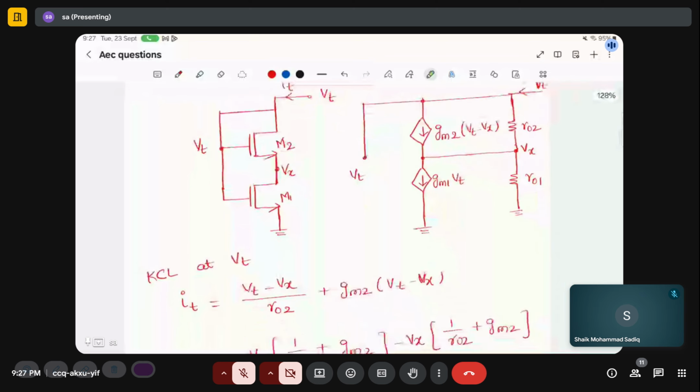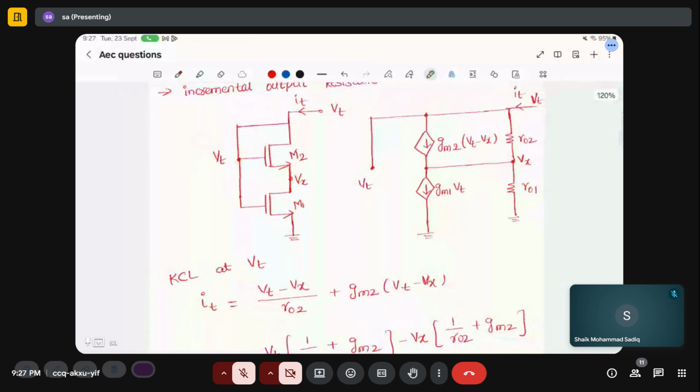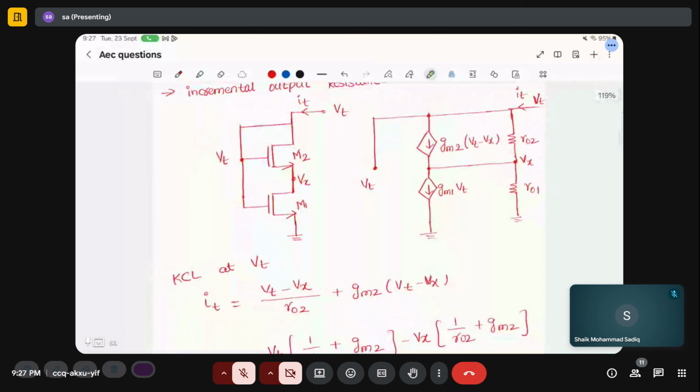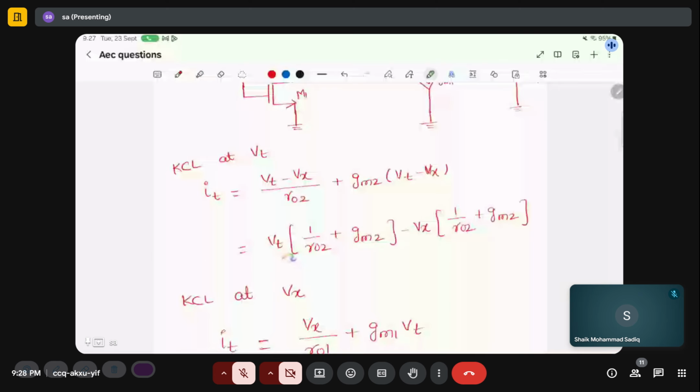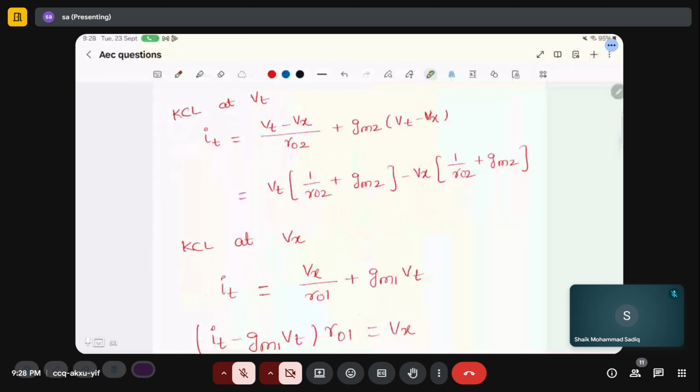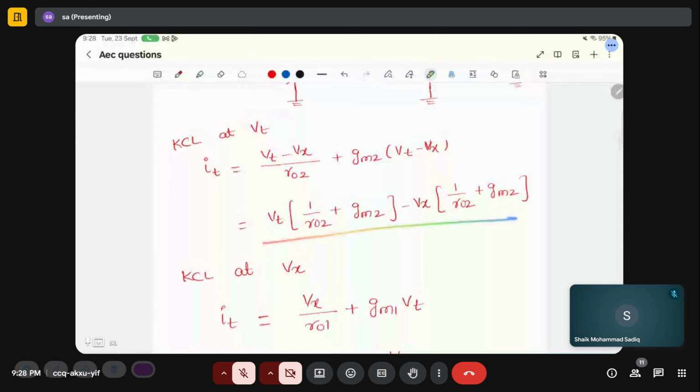You apply KCL at VT. IT is the sum of these two currents leaving. The current flowing in this branch is (VT minus Vx) by RO2, and the current flowing in this branch is gm2 into (VT minus Vx). You group the terms with VT and Vx, and you will get this equation.